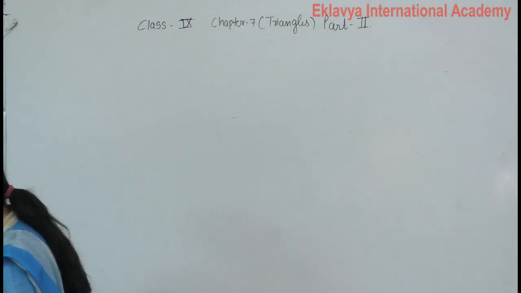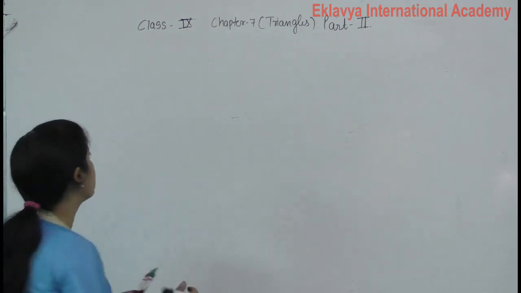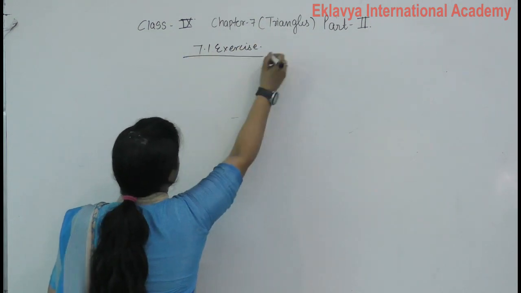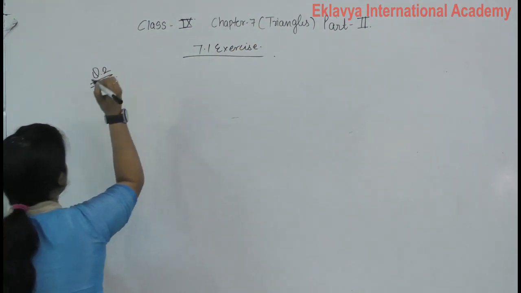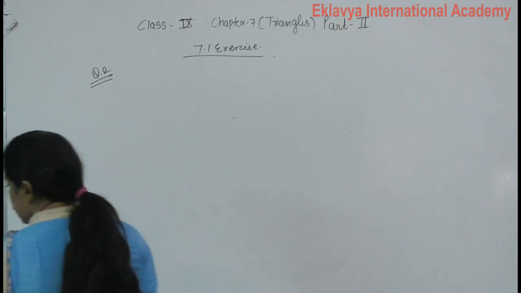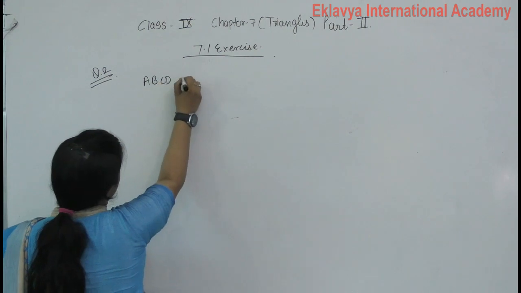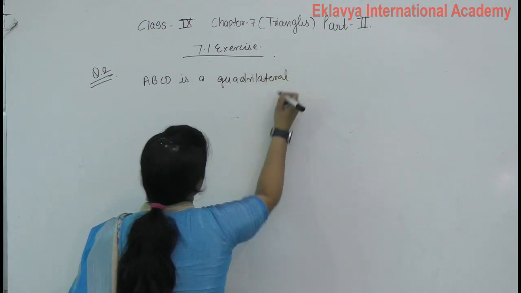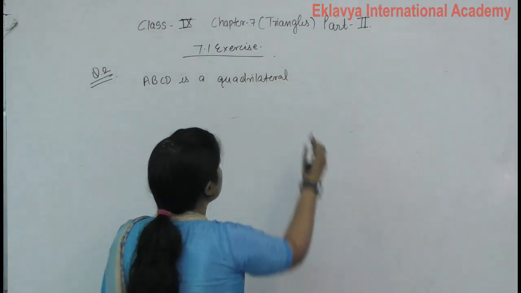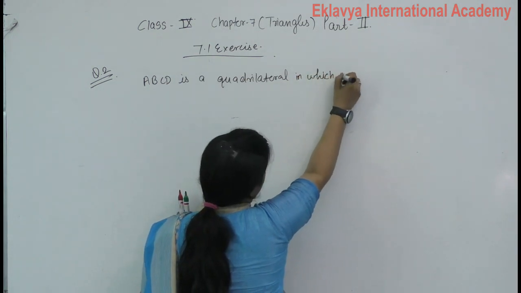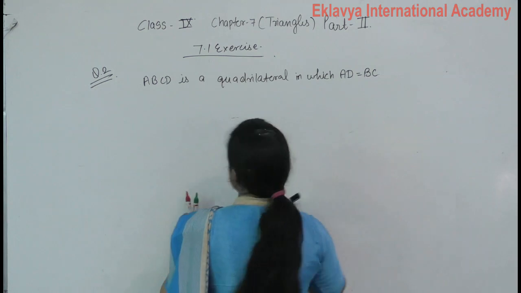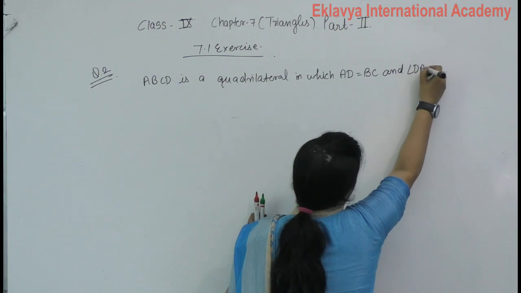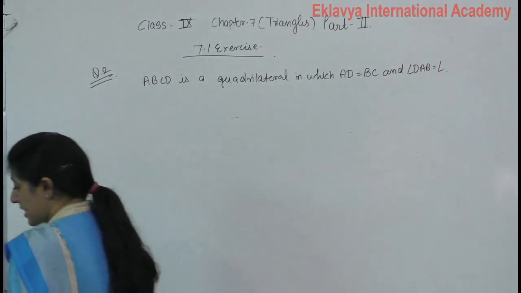Okay, we take one question of exercise 7.1, question number 2. ABCD is a quadrilateral in which AD is equal to BC and angle DAB is equal to angle CBA.